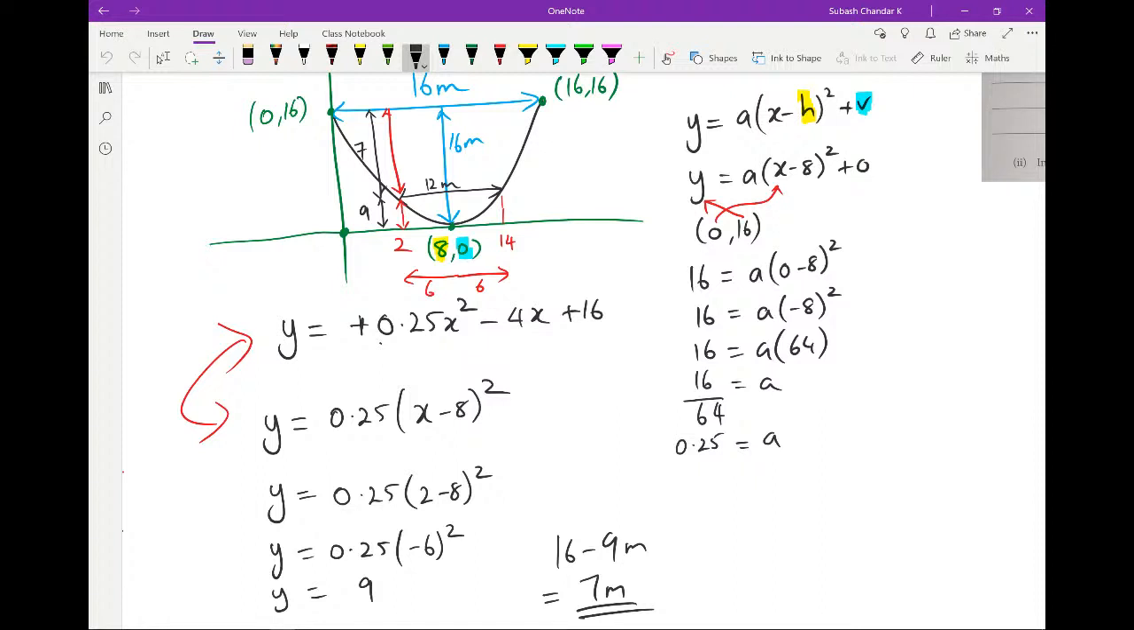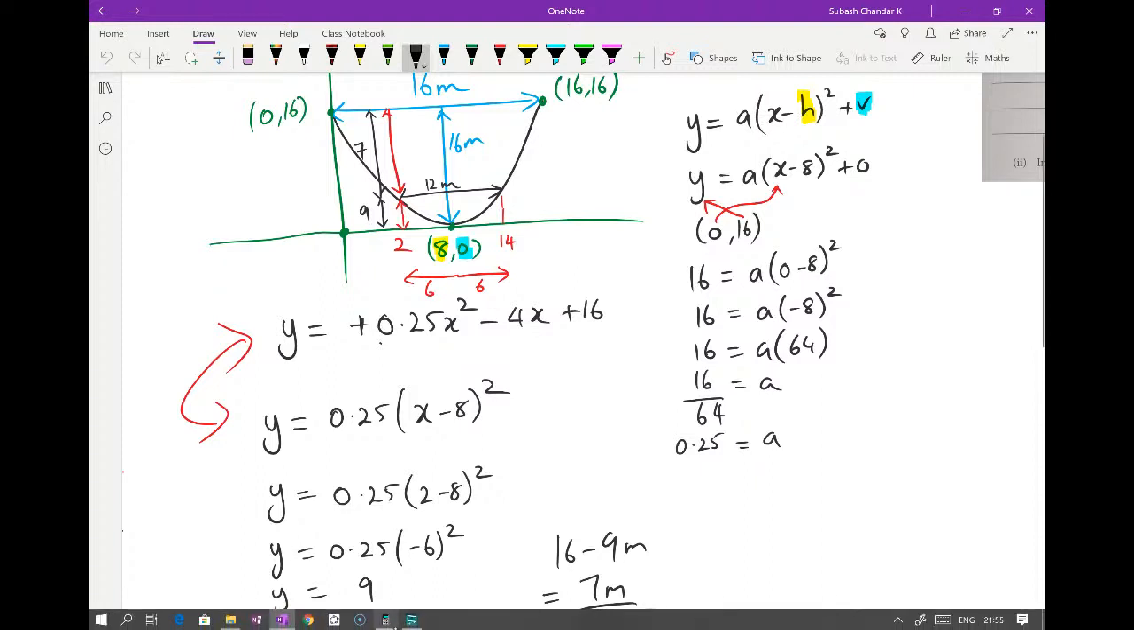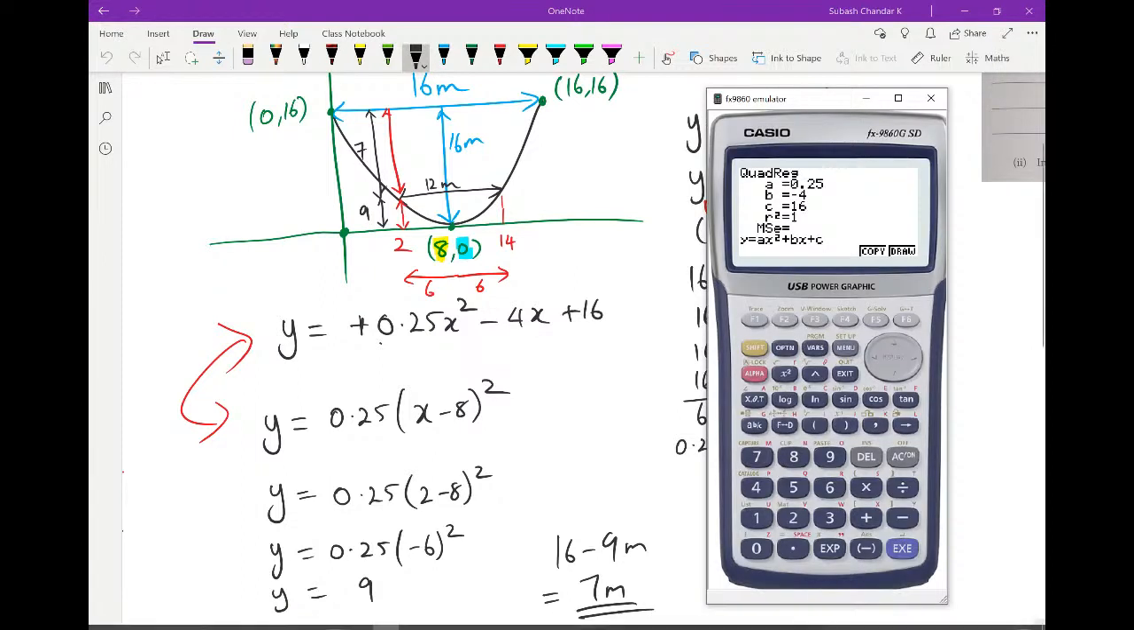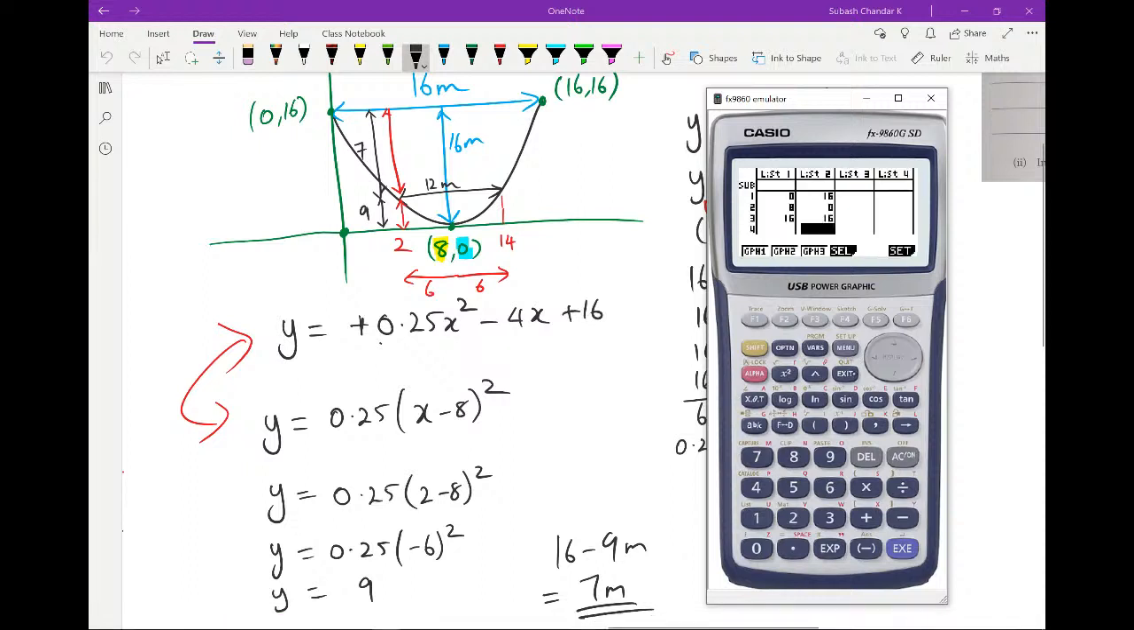Could you show how you did the equation though, like with the graphics calculator? Friction, we're just doing a whole lot of algebra questions. People are just sending me questions and I'm just working through them.